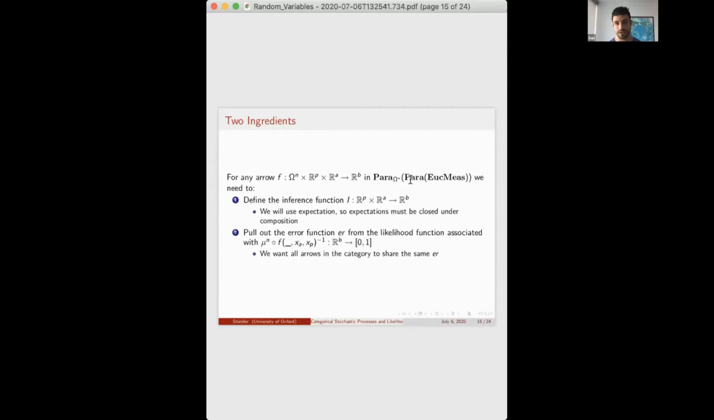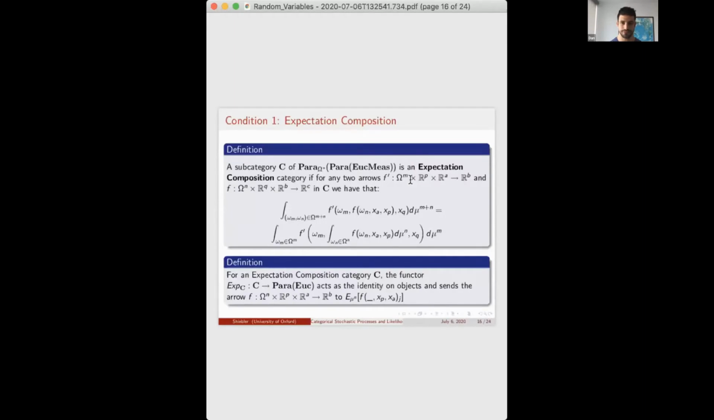The other thing that we're going to need to be able to do is to pull our error function out of our likelihood functions that are associated with the push forward measures of each of these stochastic processes. And in order to pull out an error function in a way that is well behaved and allows us to define this backpropagation functor, we'll need each of the arrows in the category to have likelihood functions that are of a similar form and share the same error function. And I'll describe exactly what that means in a second.